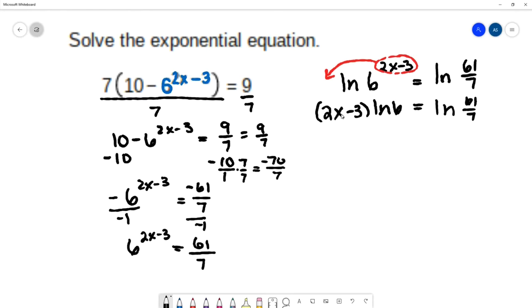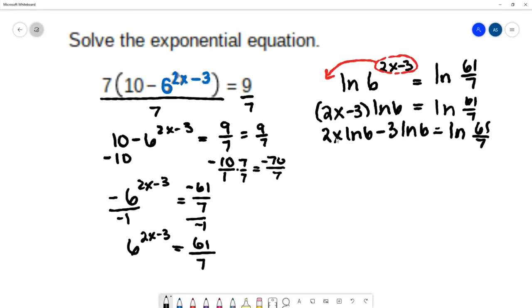I've only got one x, so I need to isolate that x. But before I isolate that x, let's get rid of the parentheses. Because that x is in the parentheses, I want to get rid of the parentheses. We've got 2x natural log of 6 minus 3 natural log of 6 equals natural log of 61 over 7. And now the parentheses are gone.